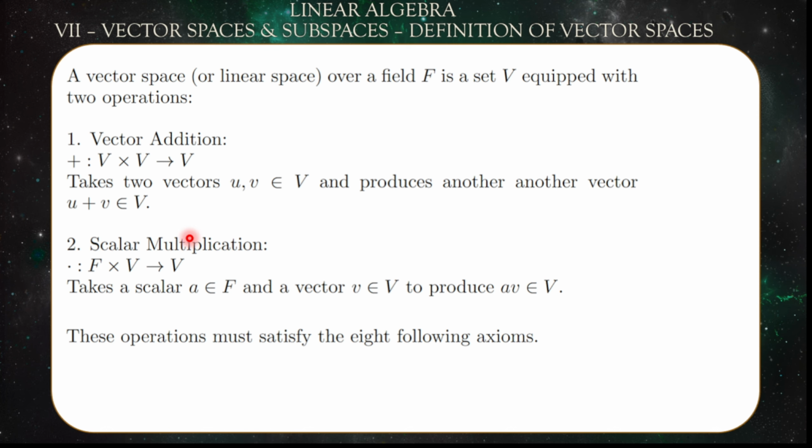Scalar multiplication, so F times V, the field F multiplied by V, gives us V, the set. So take a scalar a within F and a vector v within the set V, and a multiplied by v will still exist. It will form a new vector still existing within the same set. These operations must satisfy the 8 following axioms, so that we would be talking about a vector space.